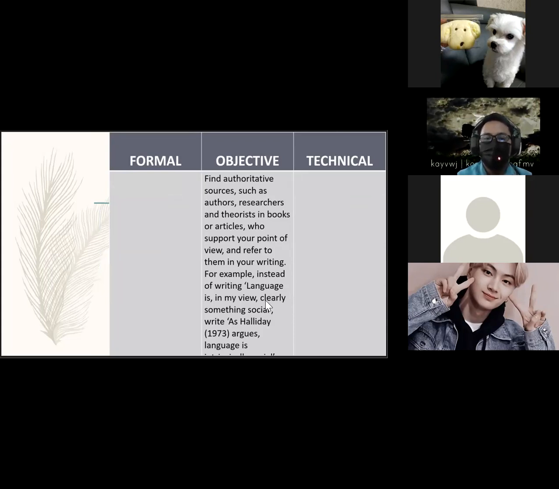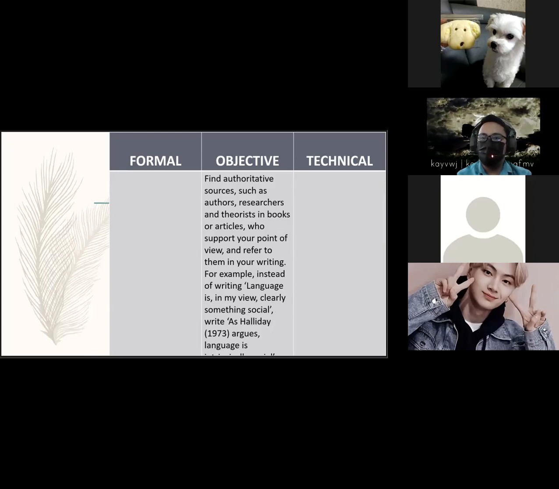Let's say, for example, language. Ito yung dapat hindi gawin. Rather, language is, in my view, clearly something social. Hindi po pwede yun because that is just merely an opinion of yours. That is just what you are thinking of. May in my view ka pa. So that is being subjective.